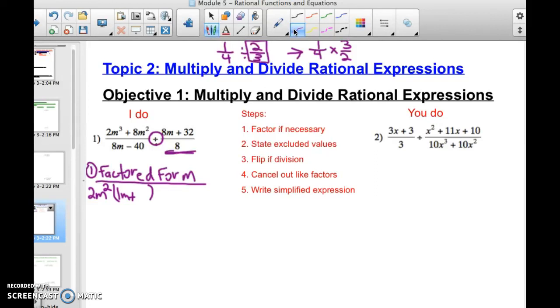8 divided by 2 is 4, and then m squared divided by m squared, it is the same on the top as it is on the bottom, so they cancel out. I have factored the top left, all right? Let's move to the bottom left. Same thing, there's 2 terms, so I know I have to find the GCF.